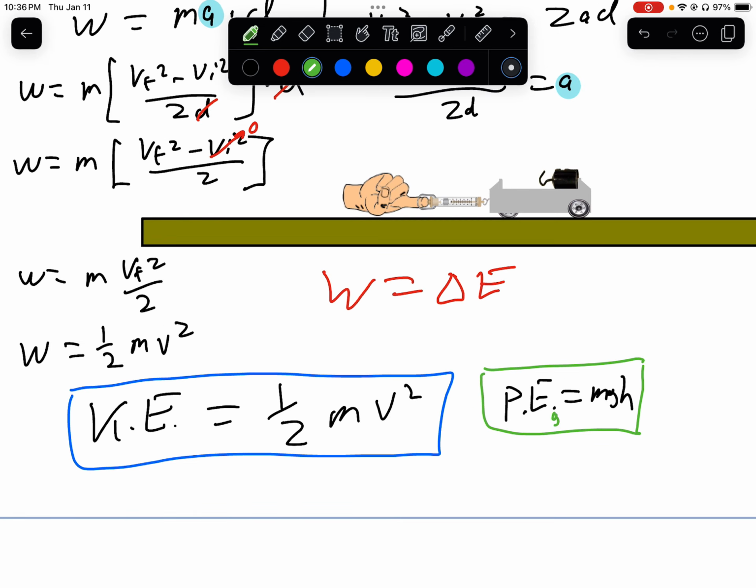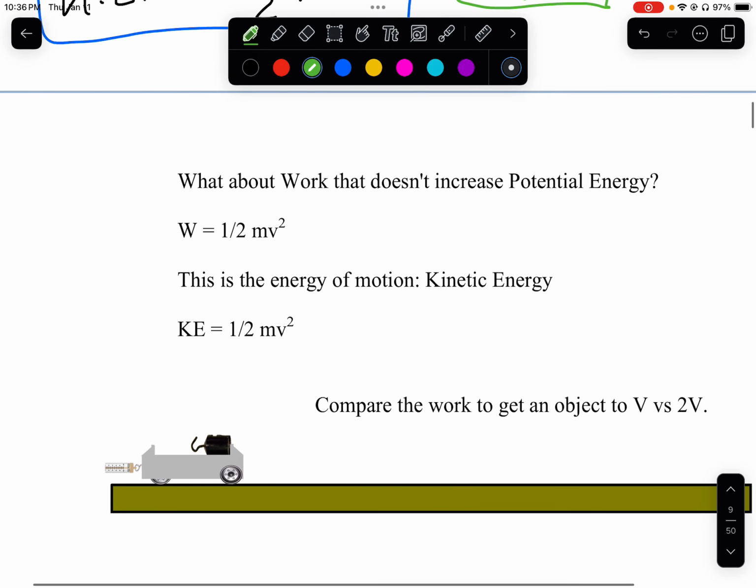One other thing about kinetic energy, the energy of motion: it's mass and velocity dependent, but the velocity part has a greater influence on the energy than the mass because it gets squared. Look at this. It says compare the work to get an object from V to 2V. If something is moving with some velocity V, we don't care how fast it is, just some speed in some direction. If I want to double that, look what happens to the kinetic energy.